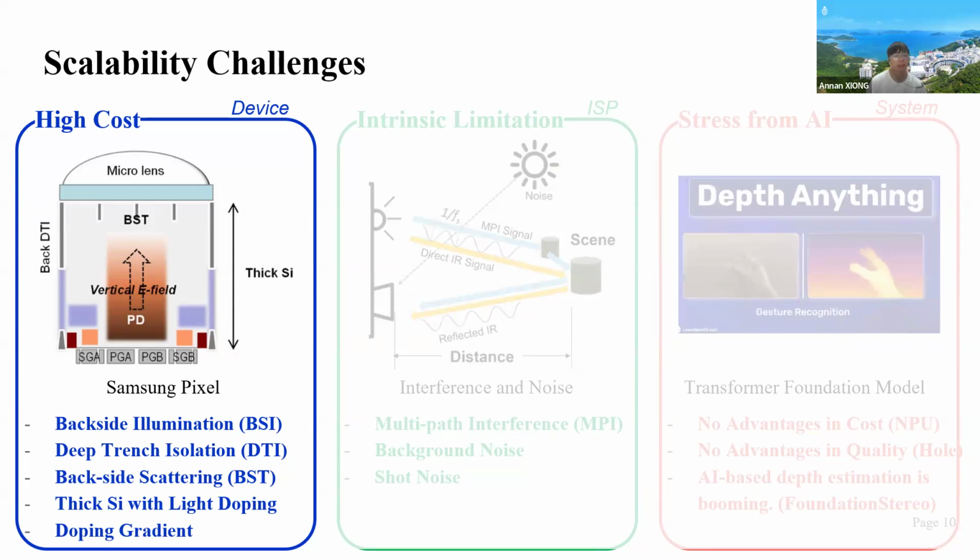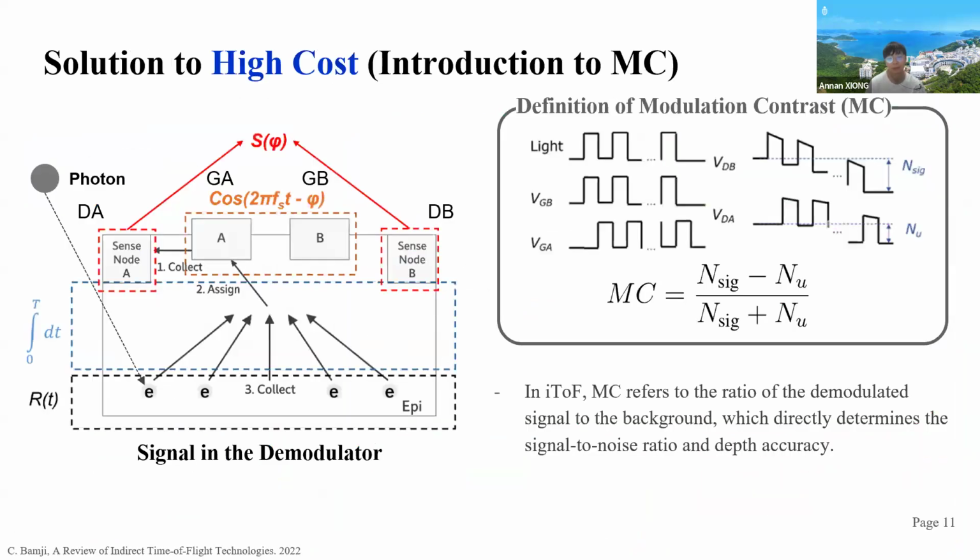I have proposed 3 solutions for these 3 problems. Let's look at the first one. First of all, I need to give a more detailed illustration of the modulation contrast. In iToF, modulation contrast refers to the ratio of the modulated signal to the background, which directly determines the signal-to-noise ratio and depth accuracy. In ideal cases, as shown here, the modulation signal will be perfectly aligned with the light, and therefore the NU we receive will be 0 for an ideal demodulator, and therefore MC is close to 100%. This is the upper bound.